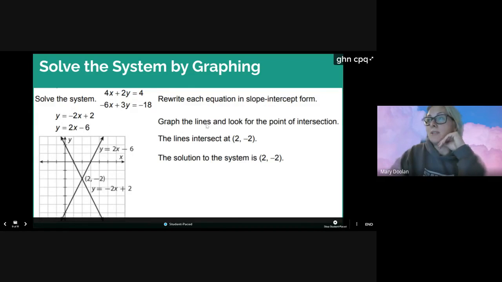Then graph the lines, and look for a point of intersection. If they intersect one time, like these two do, that point is the solution. These intersect at (2, -2), so the solution is (2, -2).